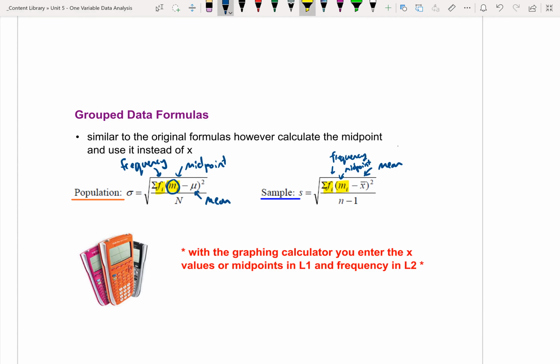So again, the key thing is just make sure you use the midpoint instead of x, and you have to multiply by the frequency. However, with the graphing calculator, you can enter the x values or the midpoints in L1 and the frequency in L2, and it should calculate that for you. Again, depending on what type of calculator you use, you may have to adjust your methods.